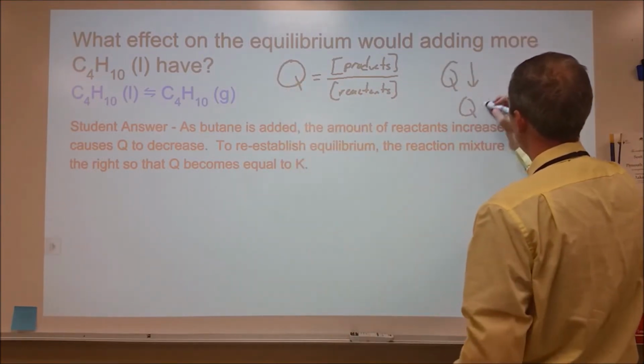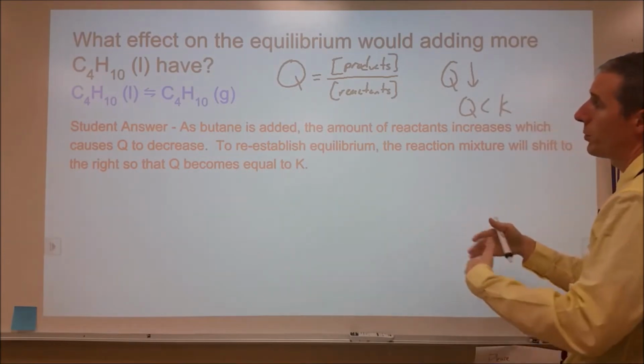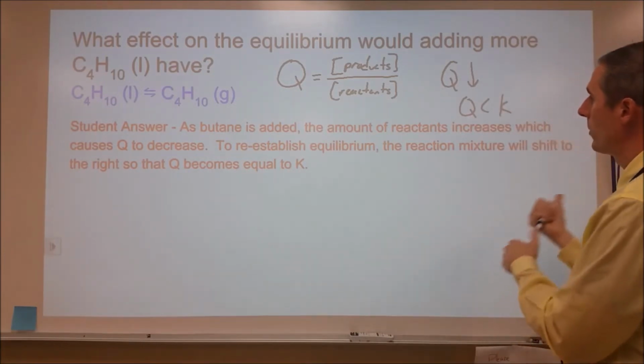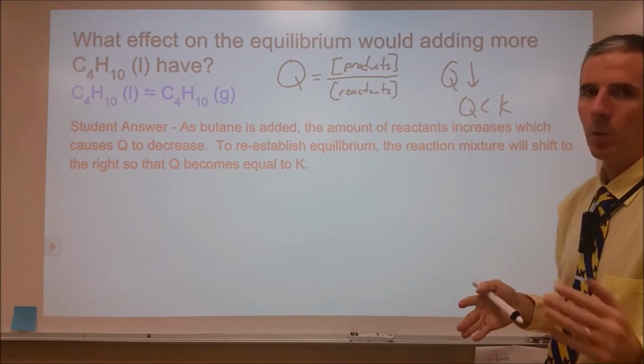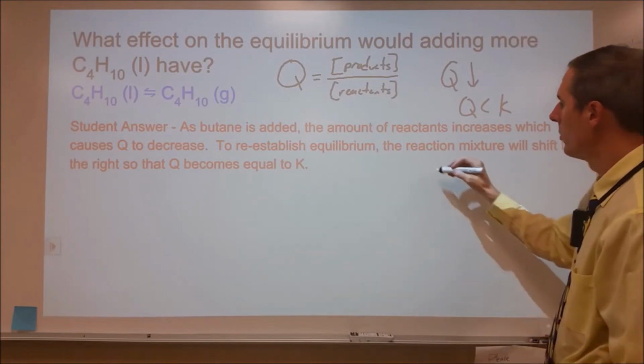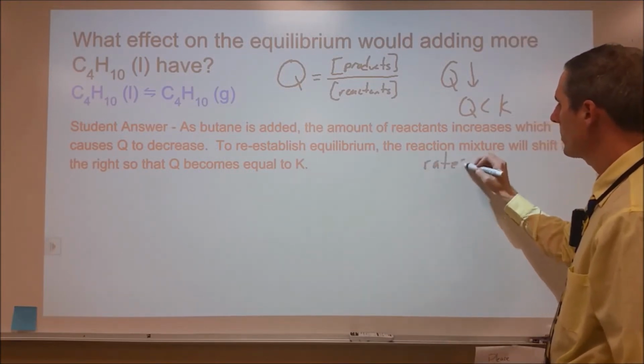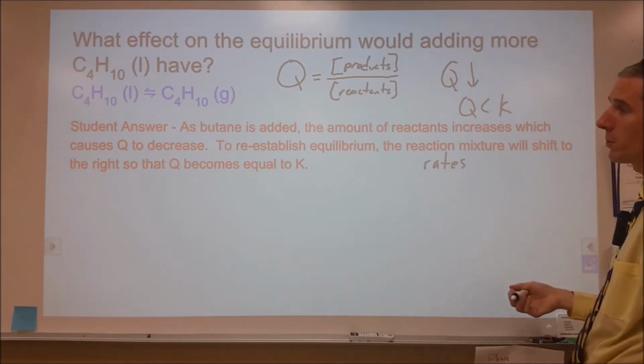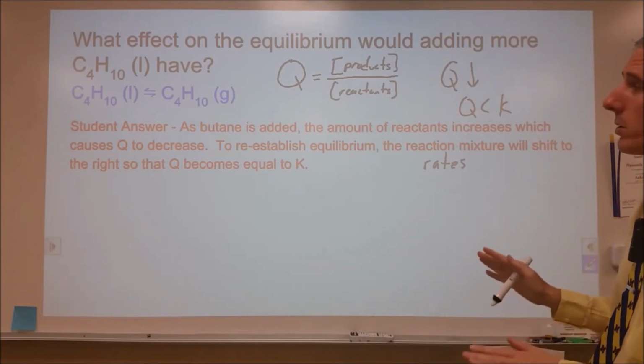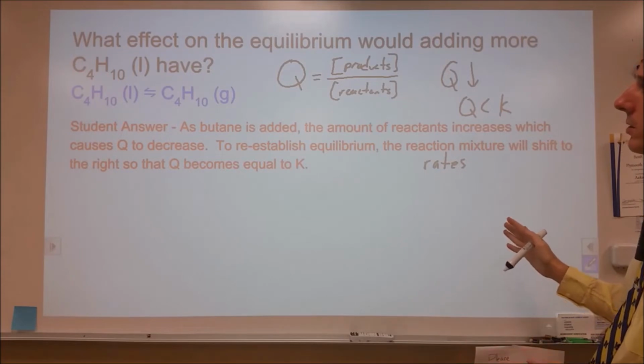That means that Q is going to be less than K, which means we have too much reactant, too little product, and therefore that's going to cause a shift to the right. Really, to improve this answer, we could get into a discussion on rates, the rate of the forward reaction, the rate of the reverse reaction. But really this answer is good except for one small thing that the student has missed.